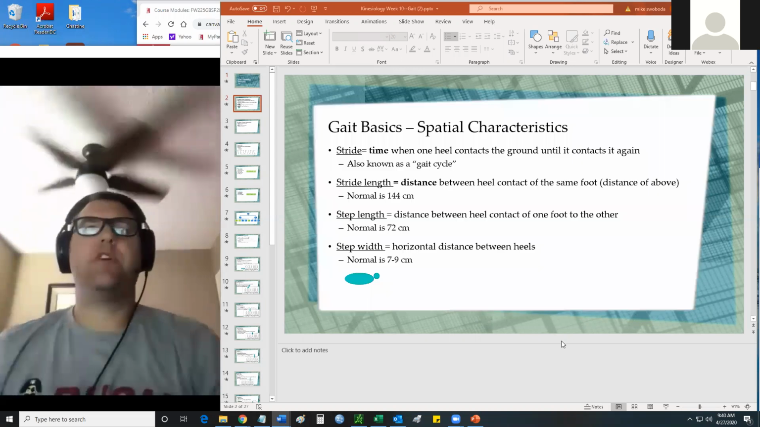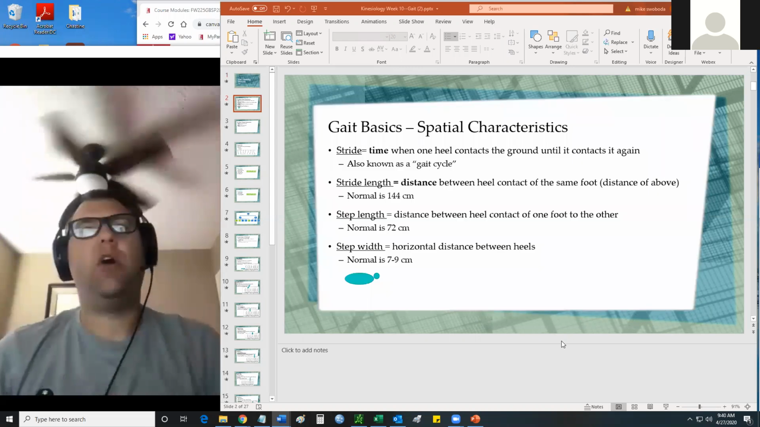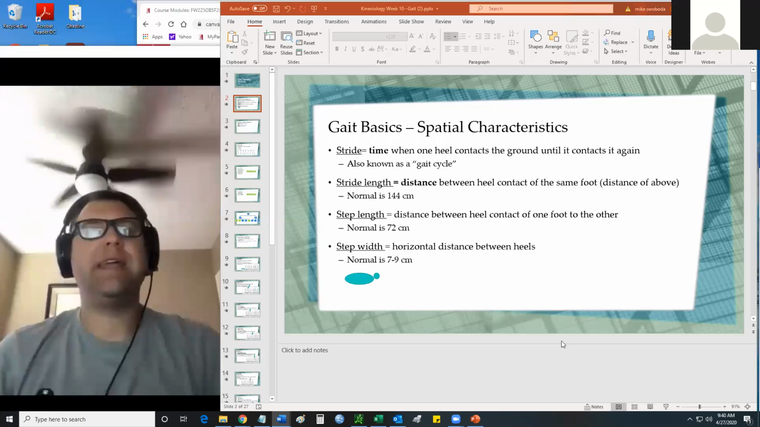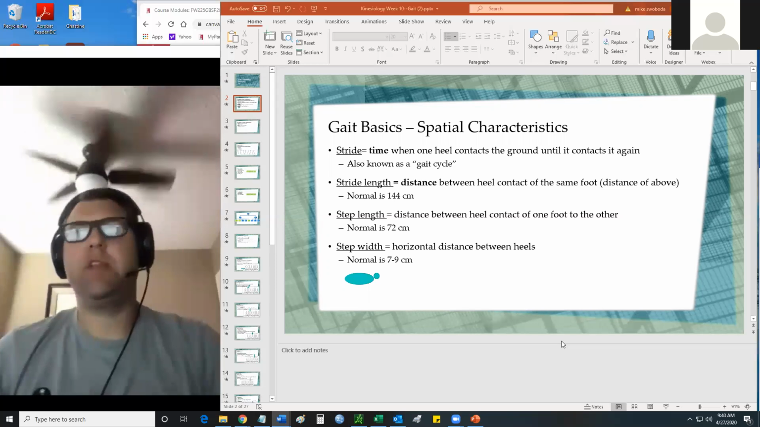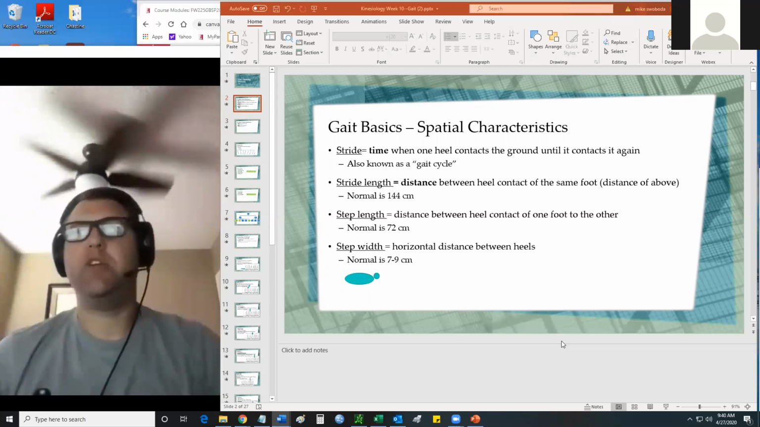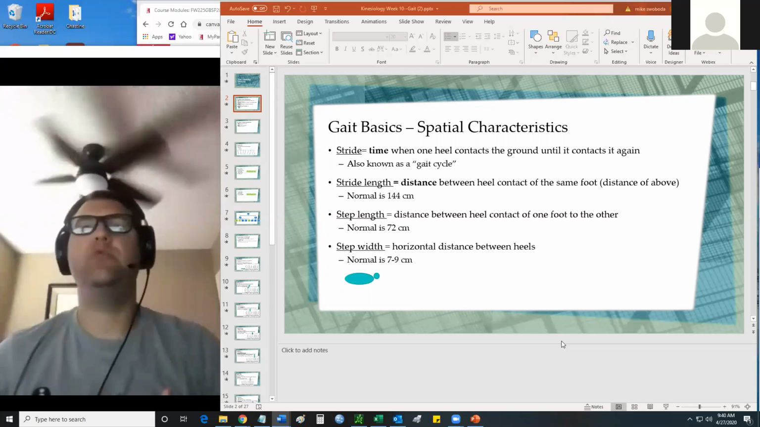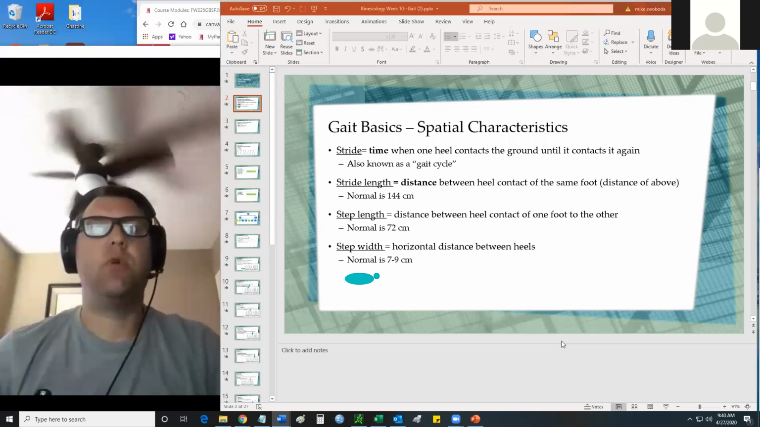First off, when we talk about gait, we are talking about how the body moves or ambulates. If you ever see the term ambulate, ambulation, or gait, they all mean the same thing. How do you walk? How do you run? How do you propel yourself? You may also hear the term locomotion.